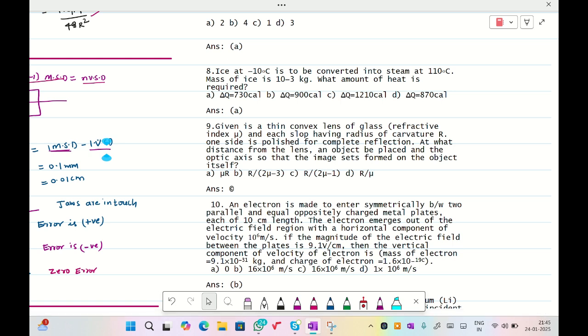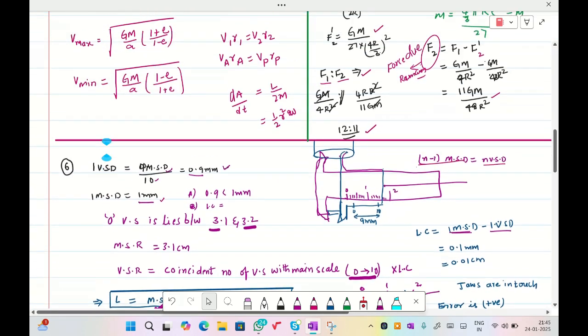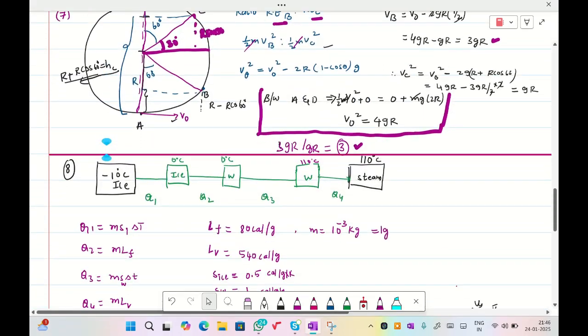That means the boiling point here, you have to take 110 degree centigrade, the boiling point of water. So it is not 100 here, because it is converted into steam at 110 degree centigrade. Converting into steam means the boiling process started. Okay. So now first of all, ice cannot convert directly into steam.